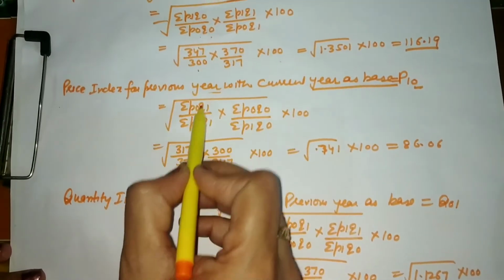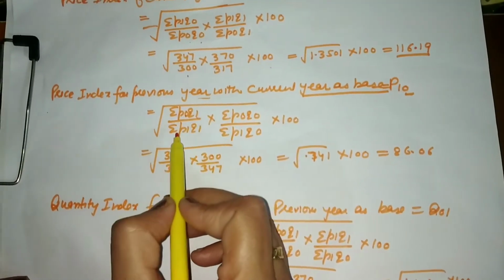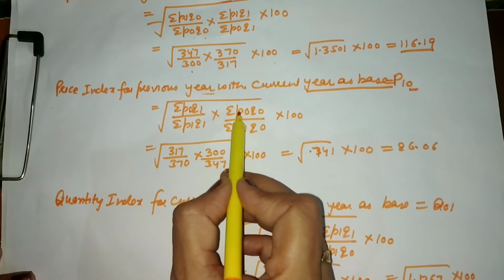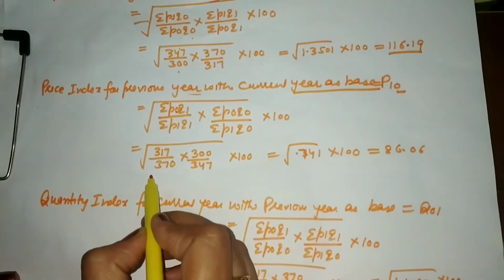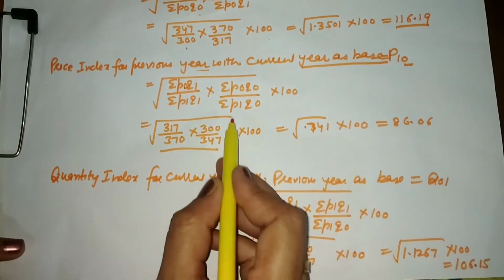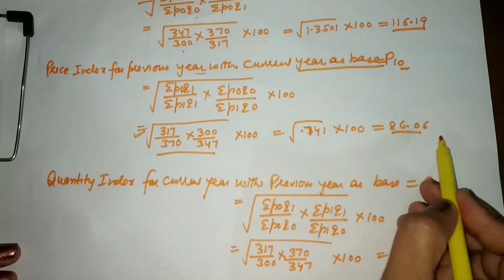In the place of 1, I will replace 0, and in place of 0, I will replace 1. So, P0 Q1 over sigma P1 Q1 into sigma P0 Q0 over sigma P1 Q0 into 100. All the values I have already calculated, just substituting these values in this formula. So, I am getting 86.06.